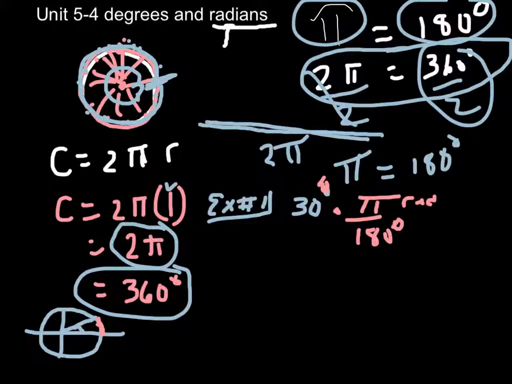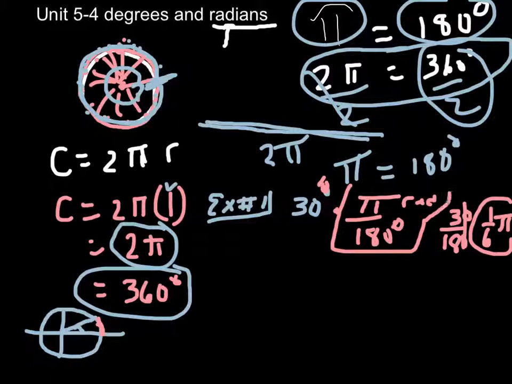It's kind of like feet per second. So if I go 30 divided by 180 on my calculator and change that into a fraction, I get 1/6. So 30 over 180 is the same as 3/18, which is the same as 1/6 pi, or pi over 6. That's how you do it. So when you're converting from degrees, you use this multiplier of pi divided by 180.